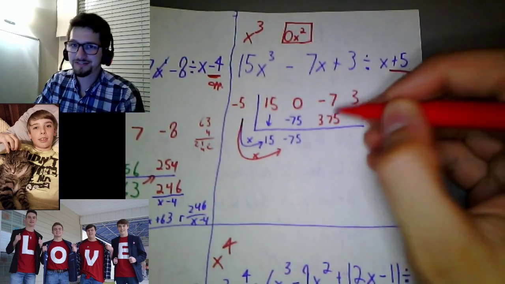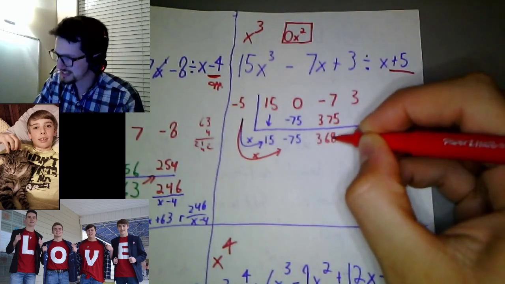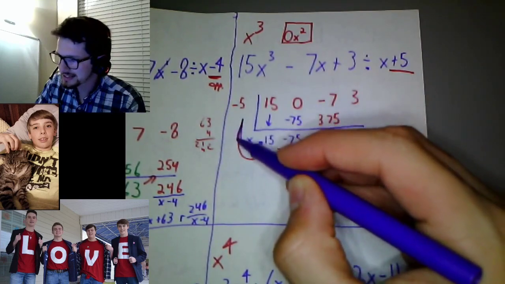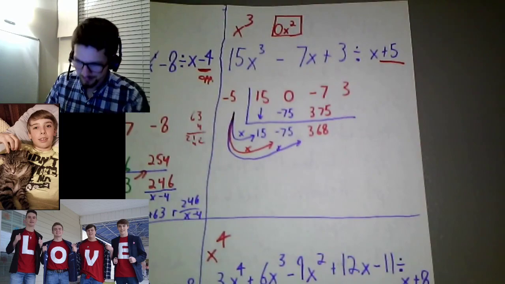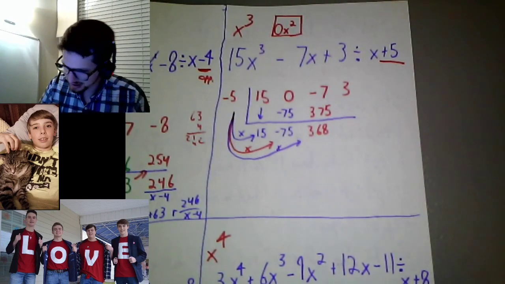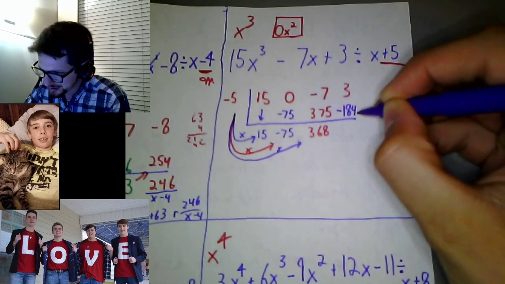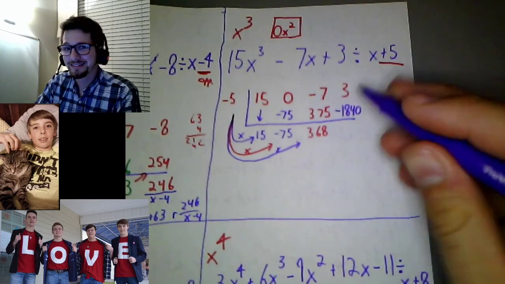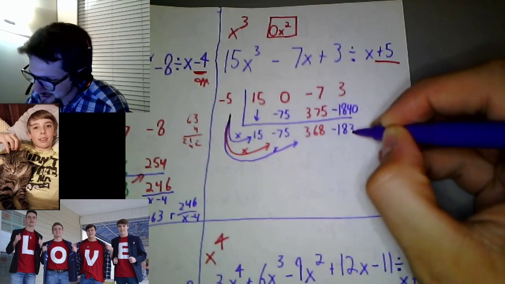So what's 375 plus negative 7? I get 368. Okie doke. Now, what's negative 5 times 368? Whew. 368 times 5. That gives me negative 1,840. What's negative 1,840 plus 3? Negative 1,837.